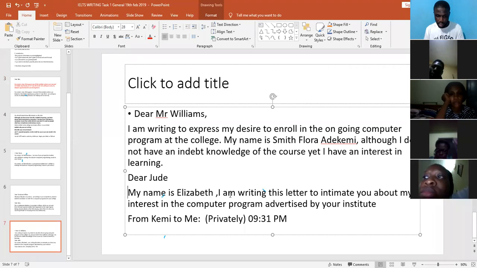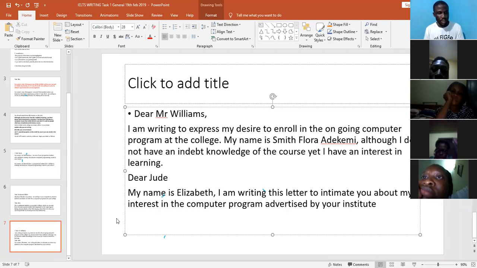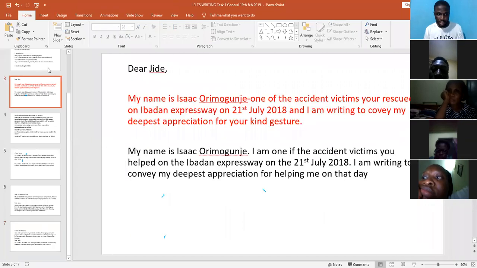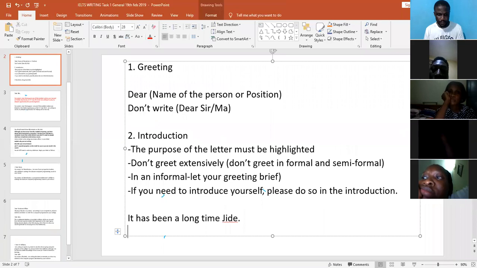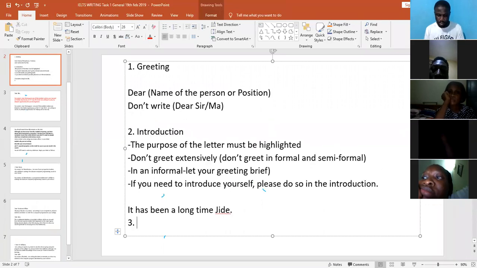My name is, and I'm writing this letter to inform you of my interest in the computer program advertised by your institute. Okay, so that is it. So let me go into the main body now. We've all written some acceptable introduction, and the next thing you need to do is the main body.